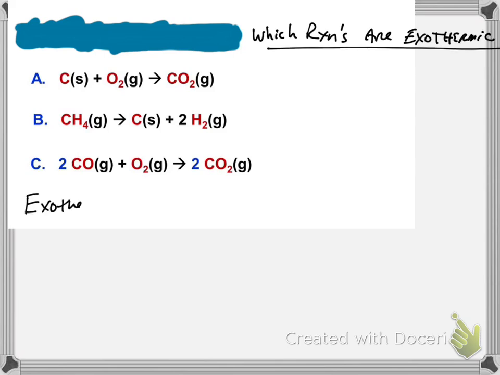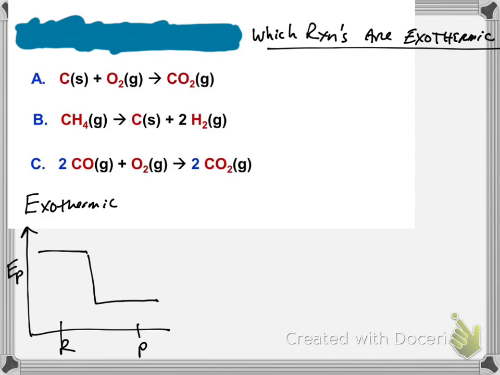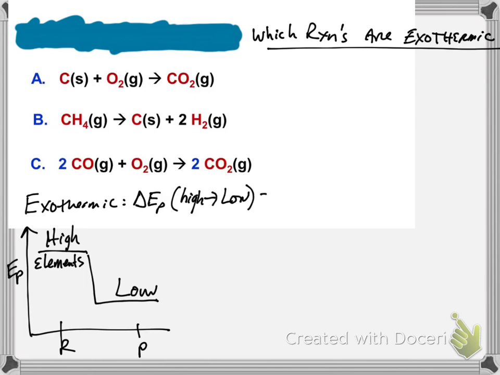Remember, our model for exothermic reactions looks like this. Potential energy, reactants and products, right? That's our energy diagram. And we have high potential energy reactants going to low potential energy products. Based on our energy analysis, we identified elements as being the highest potential energy. So remember, changes in potential energy going from high to low result in a negative number. The negative number is what we call exothermic.